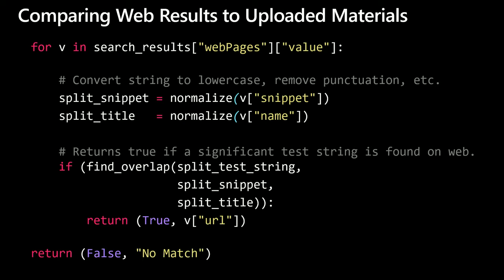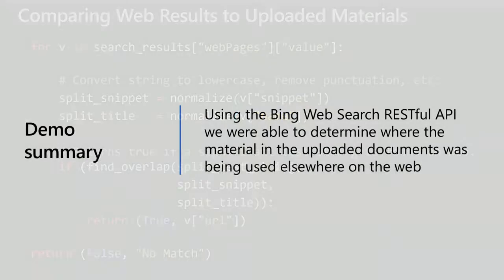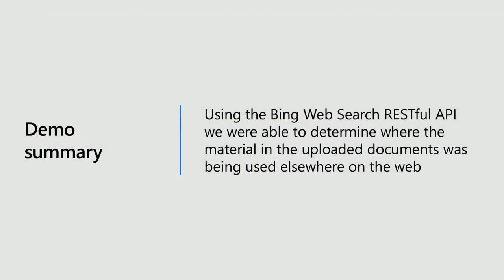So really, really easy, simple stuff. And in our case, we found many matches, and we were able to create a simple display UI to determine what those were and where we found them. Or there might be no match, and I could demo that to you as well if we had time. So in that particular case, we used the web search API, RESTful API, to determine where material that we had was available across the web.